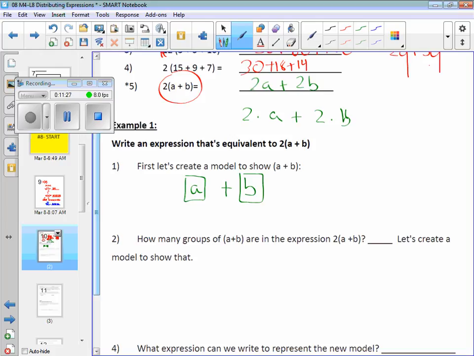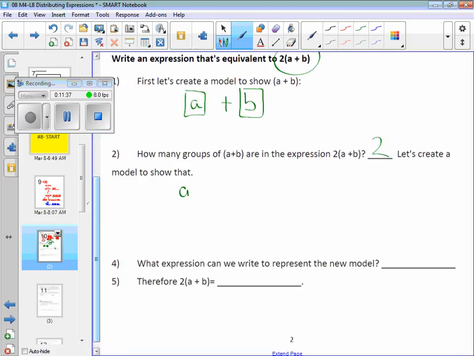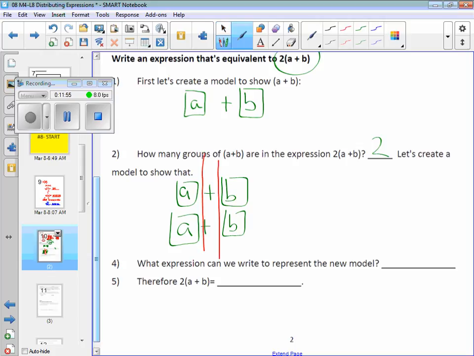How many sets are there? 2. And now create those 2 sets. You have A plus B, and then you have another A plus B. Like this. And then I'm going to put a column in the middle. Because I've lined up my like terms, I can add my A's. I can add my B's. I just can't add them together.